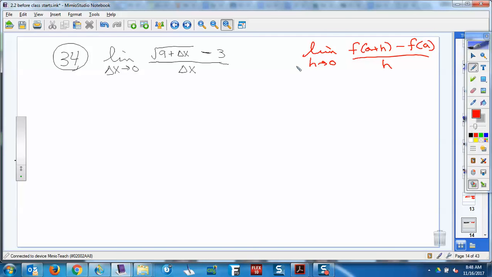These two things are the same. Instead of h, we have what over here? Delta x. Same thing. Delta x means change in x. That's what our h is. That's our change in x. So sometimes we use delta x. Okay? What's the a in this problem?